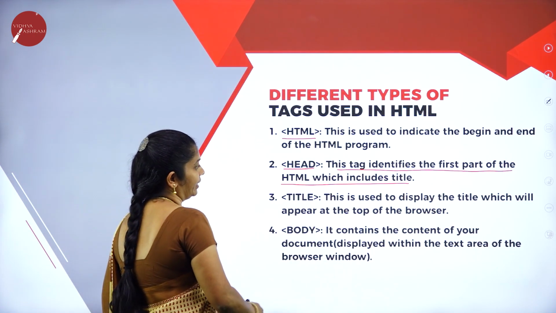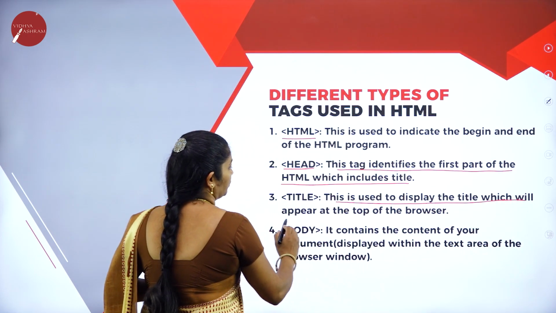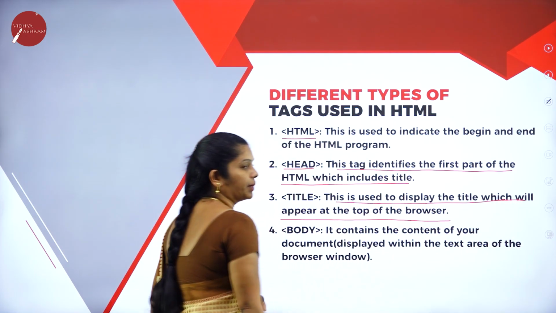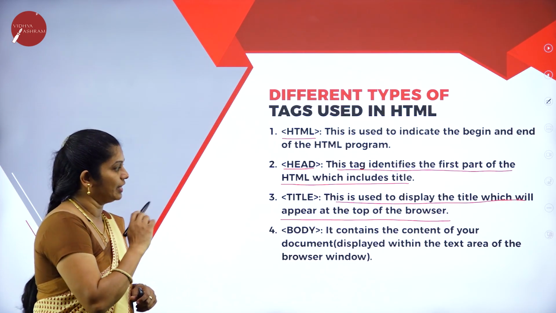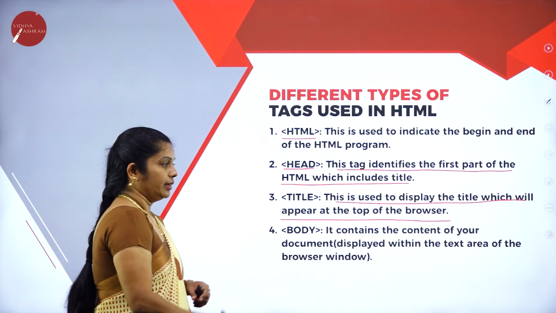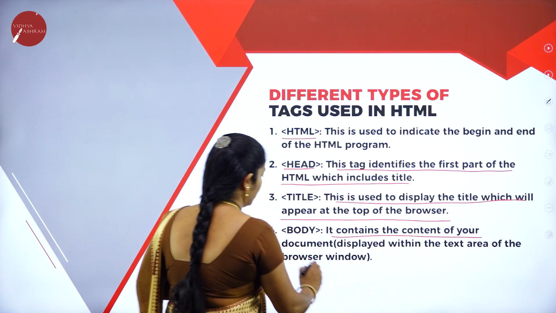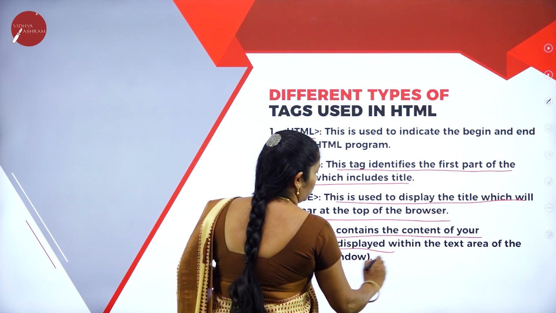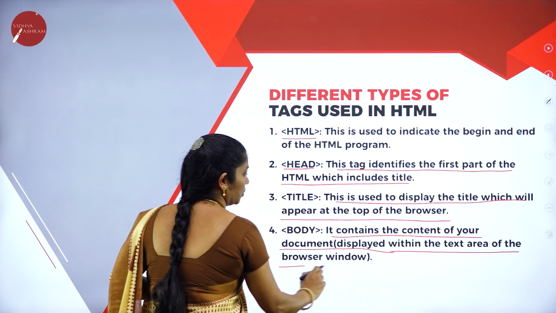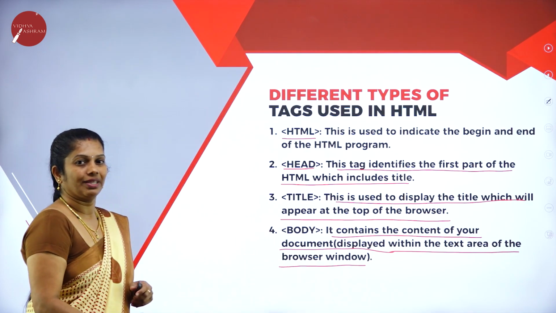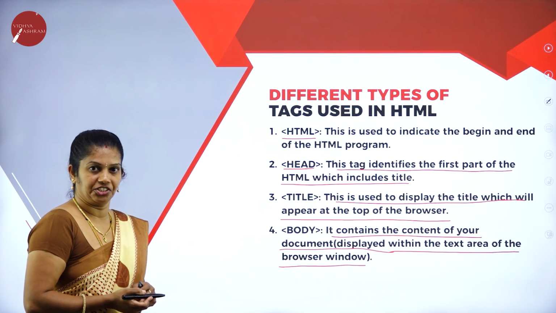But when we come to the title tag, this is used to display the title which will appear at the top of your browser. Whatever you want at the top, you can display with the help of the title tag. Then the body tag contains the content of your document, displayed within the text area of the browser window. Whatever you want, you can type in the body of your HTML.